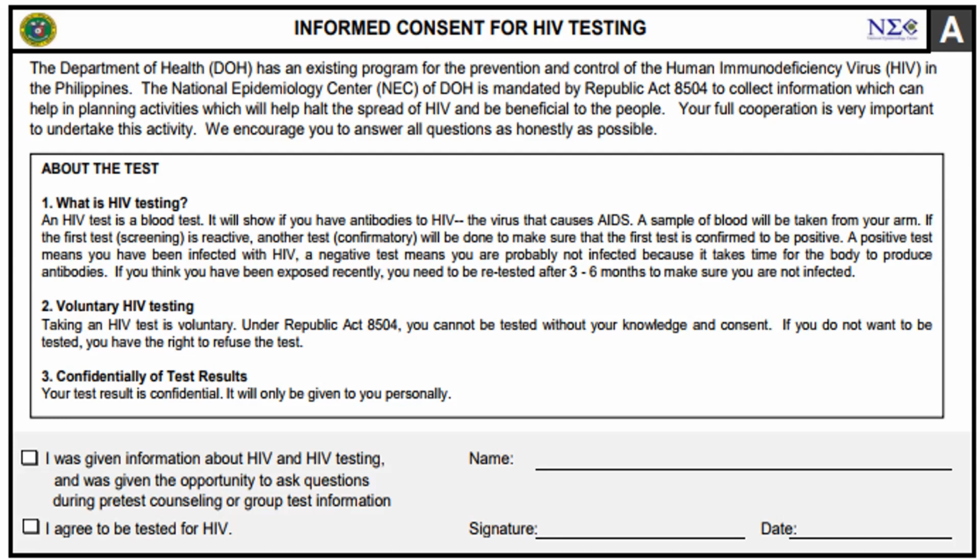Confidentiality of the test result. Your test result is confidential. It will only be given to you personally. What is written here? I was given information about HIV and HIV testing and was given the opportunity to ask questions during pre-test counseling or group test information. I agree to be tested for HIV. The name of the patient, the signature, and the date. Now, how about if the patient is a minor? Then there should be informed consent from the parent.